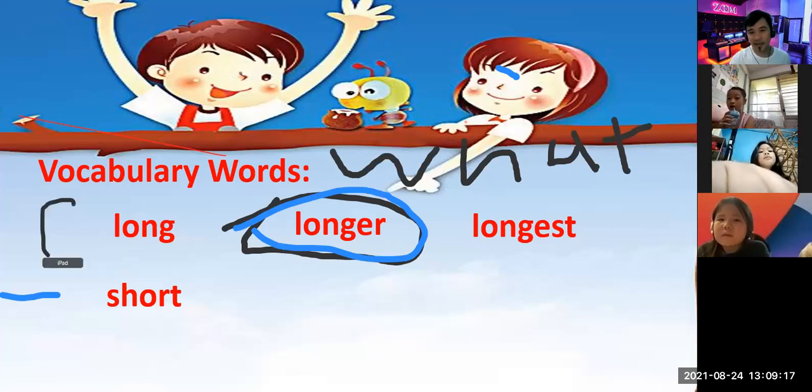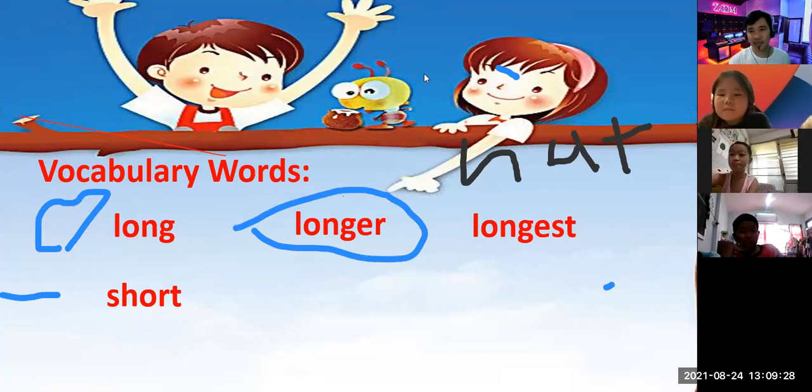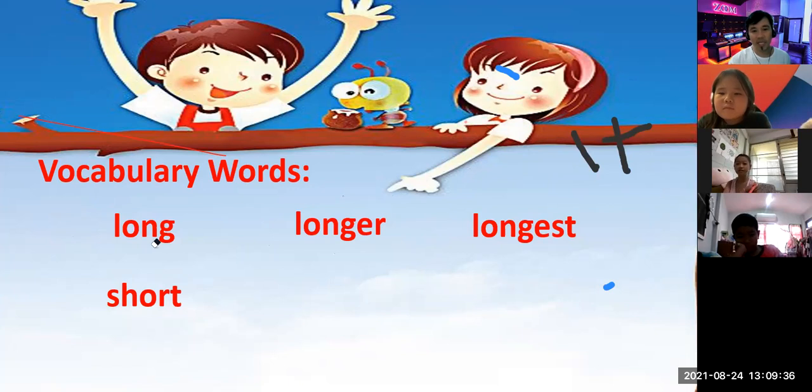Longer in Thai is yao kwa. Again, the word short. Shorter, right? Long means yao, longer, yao kwa, longest, yao tisot.